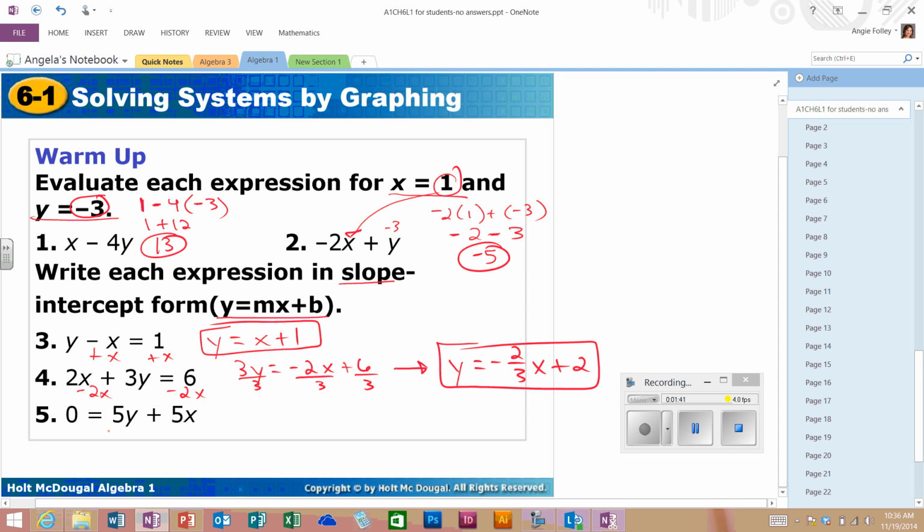Lastly, I'm going to move this 5y back over to this side because I want minus 5y equals 5x. I want the y on this side. Then I'm going to divide by -5. So I get y equals -1x because this makes 1, but we still have a negative. And obviously there's no b value, so the b value in that problem is just 0.